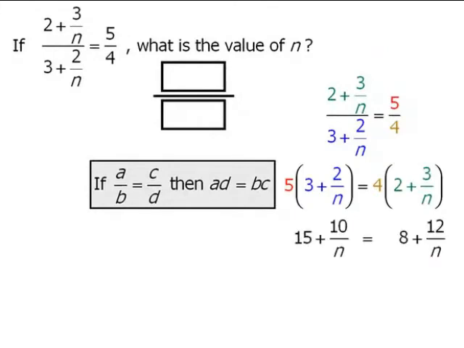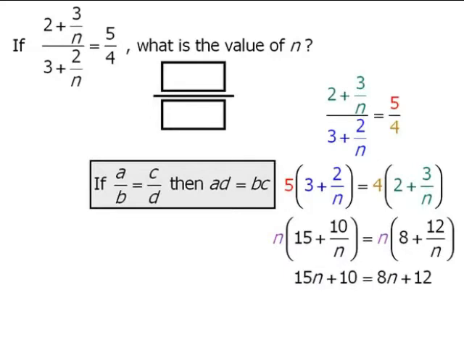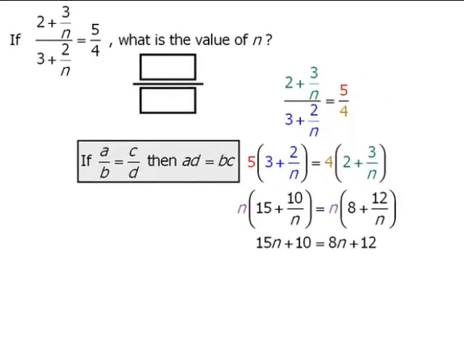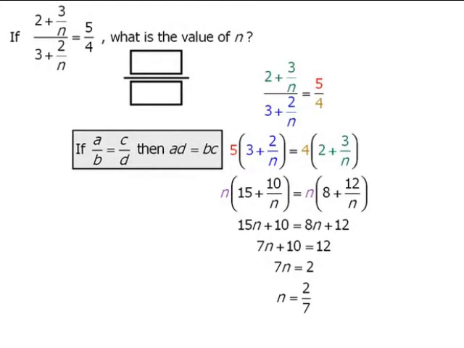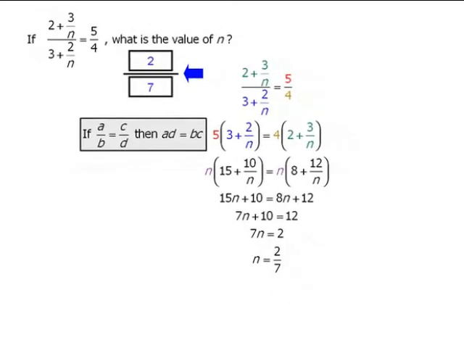At this point, we can eliminate both of our fractions by multiplying both sides of the equation by n. When we do this, we get the following. From here, we will subtract 8n from both sides, and now we'll subtract 10 from both sides. Finally, when we divide both sides by 7, we get n is equal to 2/7. So we can now go up here and enter our answer as follows.